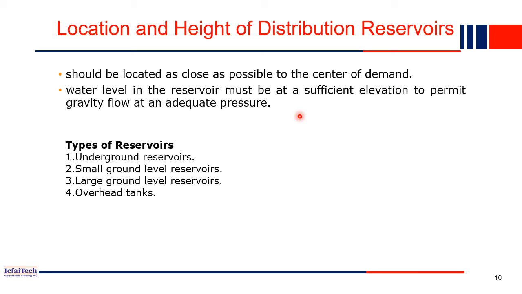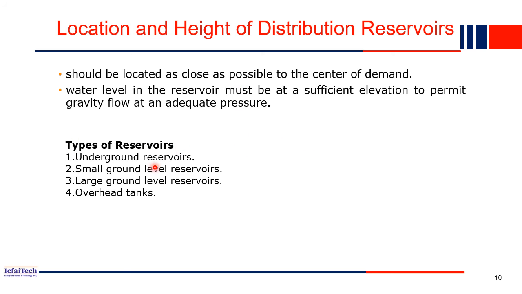So the distribution reservoir can be constructed on the ground or maybe as an overhead tank. We will see different types of reservoir later. The water level in the reservoir must be at a sufficient elevation to permit gravity flow at adequate pressure, right? That is what we discussed about overhead tanks. Their water will flow by gravity. So we have to choose the location such that where the demand is nearby, there we construct the distribution reservoir.